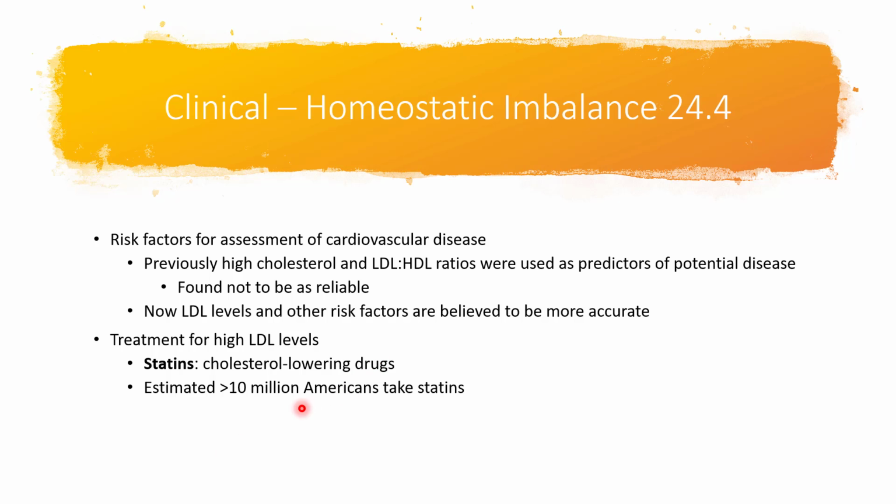So the risk factors for cardiovascular disease: previously, high cholesterol and LDL to HDL ratios were used as predictors of potential disease, but they're not really found to be reliable. Now the LDL level is the other risk factor that I believe to be more accurate. So we have to increase our HDL and really decrease the LDL levels. And there are treatments for high LDL levels, and one of them is statins. These are cholesterol lowering drugs. An estimated 10 million Americans take this, and that includes your Professor Coyne.